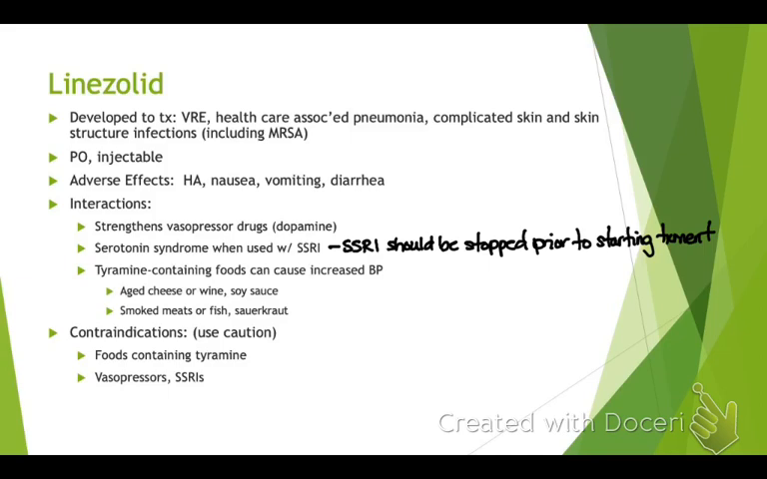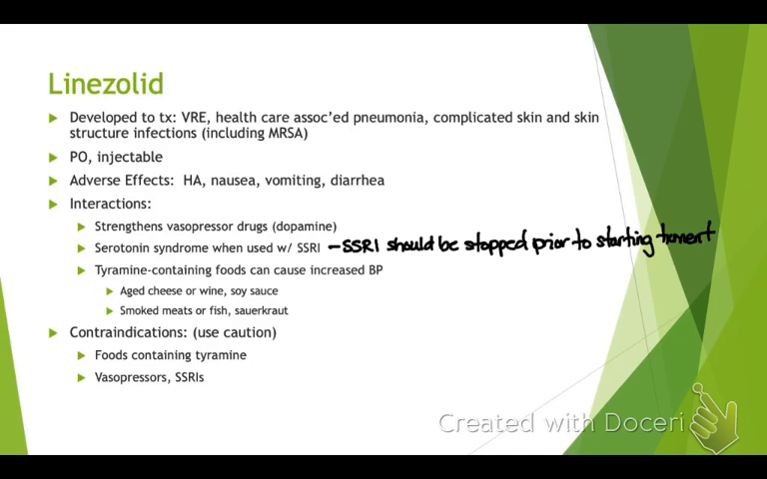Next med is your linezolid. Linezolid is developed to treat VRE, also healthcare associated pneumonia, any complicated skin and skin structural infections, including MRSA. It can be given PO or injectable. Adverse effects are going to be headaches, nausea, vomiting, diarrhea.